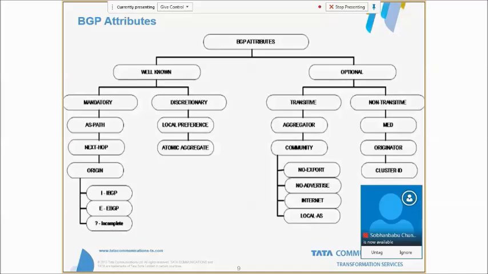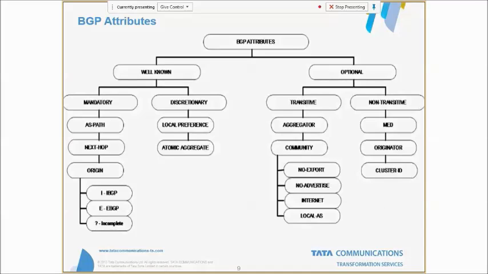Non-transitive are like your secrets. If you share with your friends, it stays within. Well, transitive are like rumors. If you say it to him, he will definitely say it to his friends too. That's what transitive is.